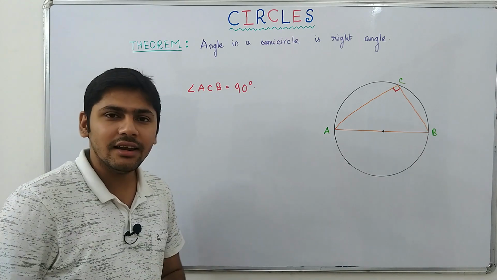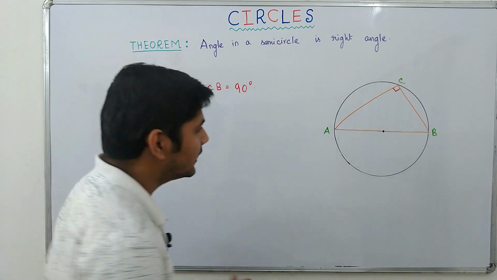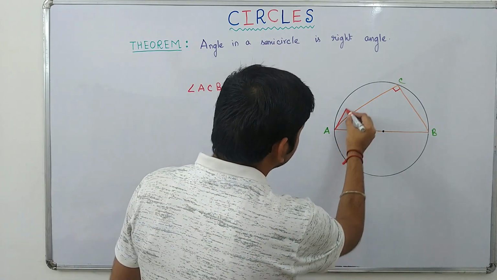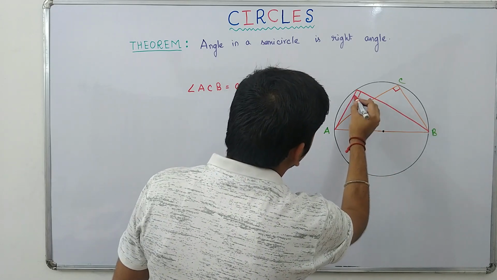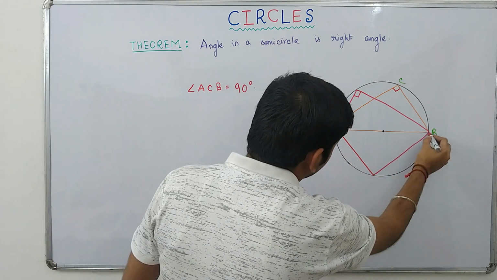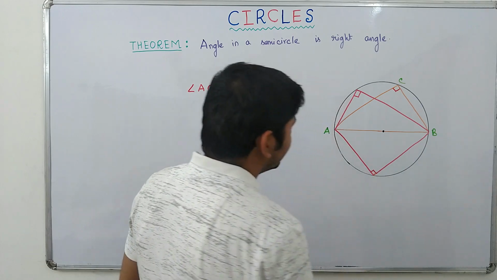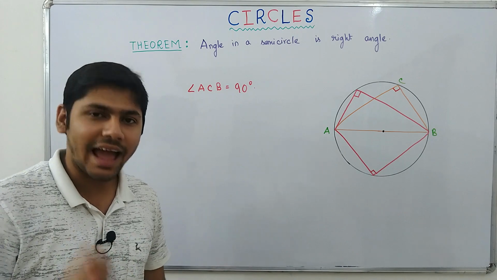Now in a semicircle, if we take any angle, the angle will be 90 degrees. Say if we take an angle like this, it will be 90 degrees. Even if we take an angle like this, it will also be 90 degrees. Okay, so remember this, angle in a semicircle is a right angle.